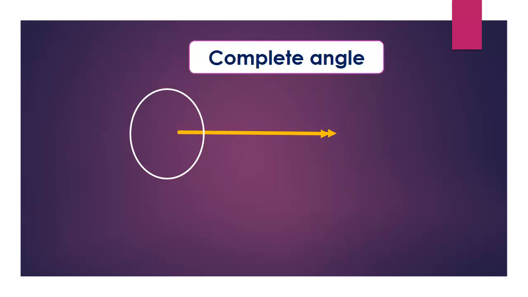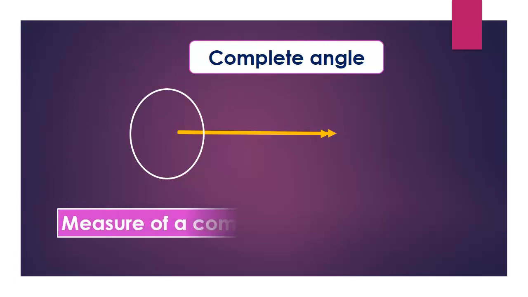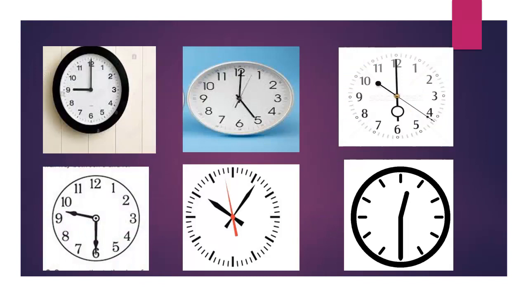The next is complete angle. Here the ray makes one complete rotation of a circle. It is known as complete angle. The measure of a complete angle is 360 degrees. Now you can see all these angles in a watch also. The first one is 9 o'clock, so it is a right angle. 5 o'clock, it is an obtuse angle. 6 o'clock, it is a straight angle.